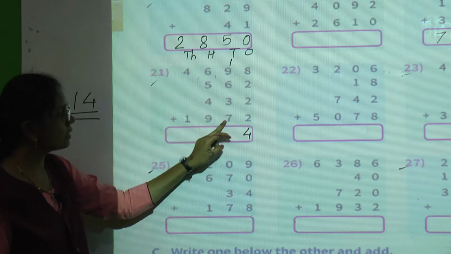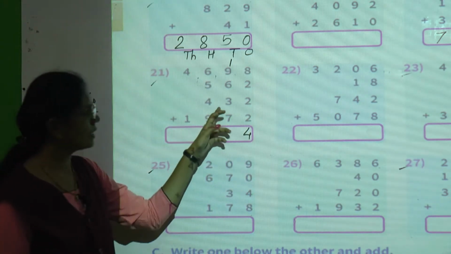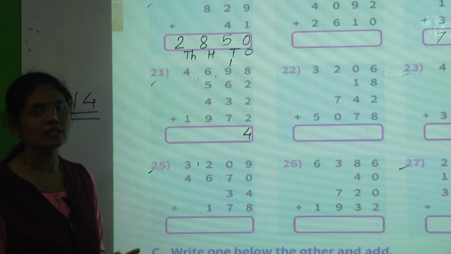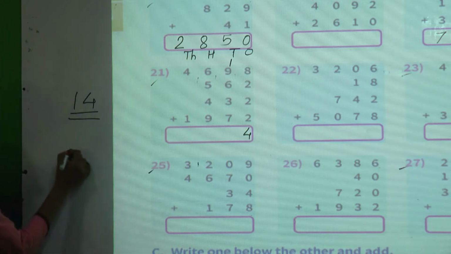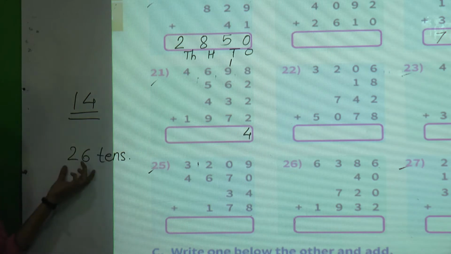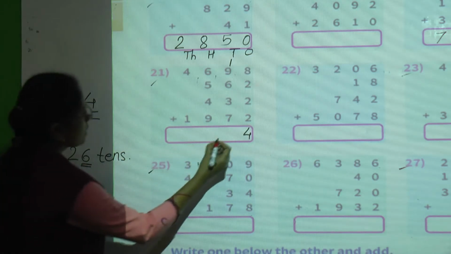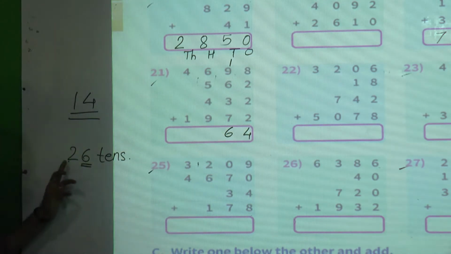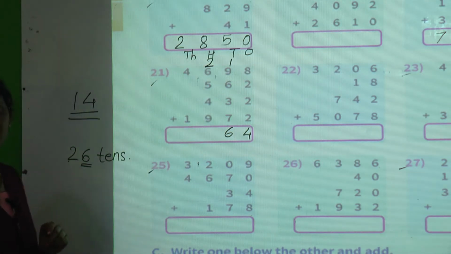Now after 19 again we have to count 7 fingers. After 19 count your 7 fingers. Yes, 19 plus 7, 26. Now 26 tens. 26 tens means what? 26 tens means 200 and 6 tens. So this 6 we will write at the tens place, and this 2 we will give as a carry to the hundreds place.